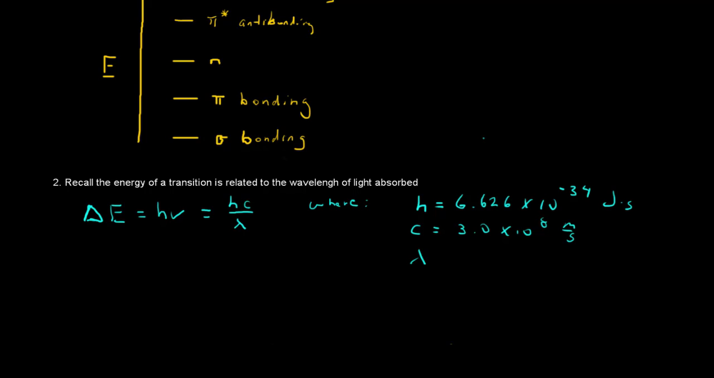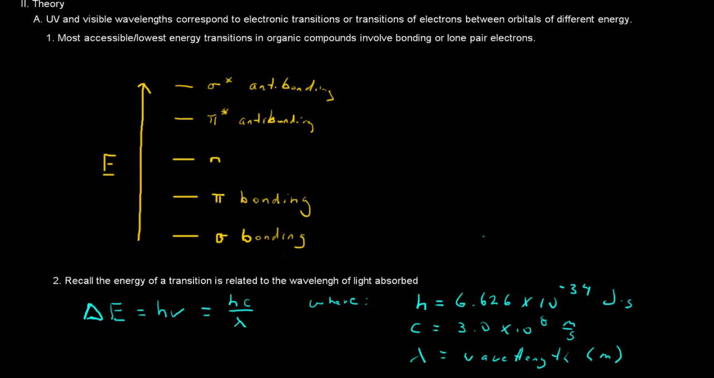And lambda is always wavelength, and in this case it would be in meters. So a transition, for example, of an electron from a sigma bonding orbital to a sigma star antibonding orbital will have a greater change in energy, and therefore a shorter wavelength, than a transition of an electron from a pi bonding orbital to a pi star antibonding orbital.